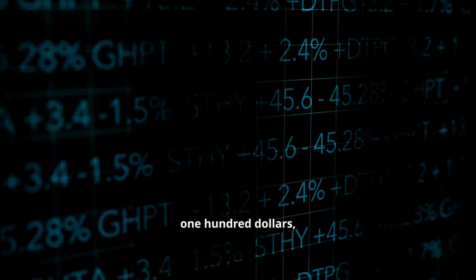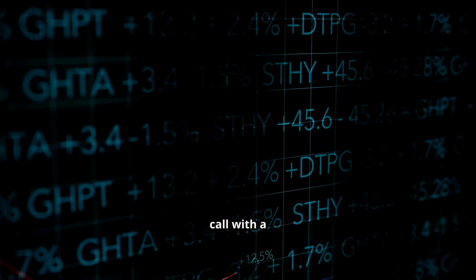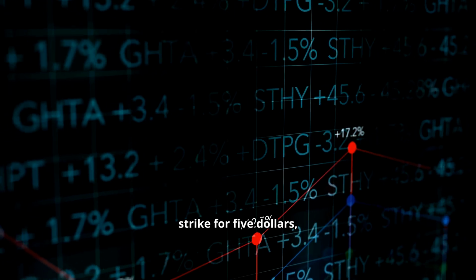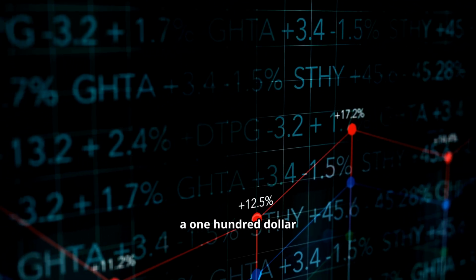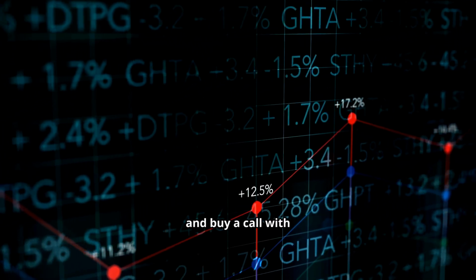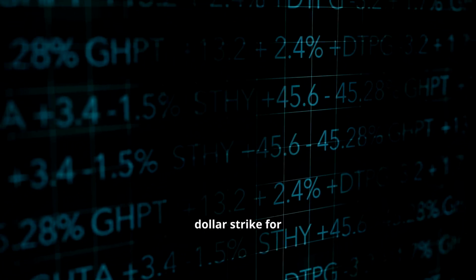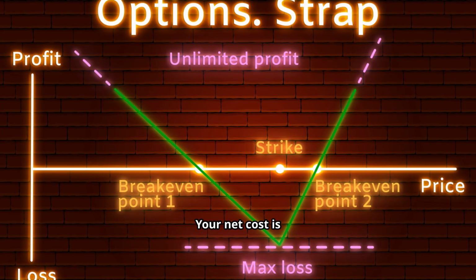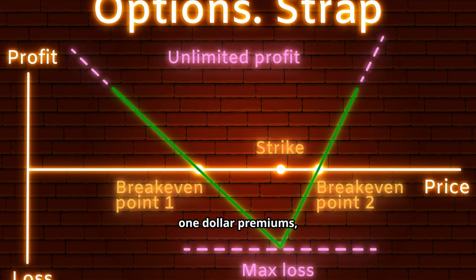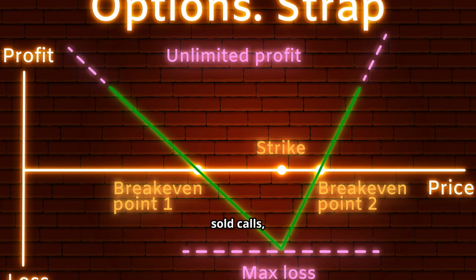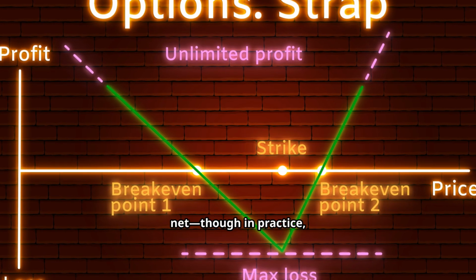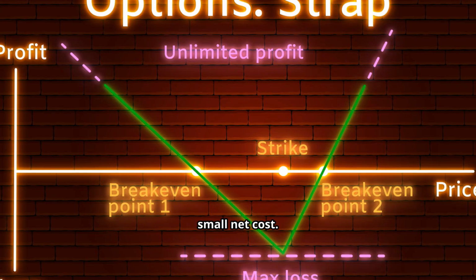For tech trend at $100, you might buy a call with a $95 strike for $5, sell 2 calls with a $100 strike for $3 each, and buy a call with a $105 strike for $1. Your net cost is the $5 and $1 premiums, minus the $6 from the 2 sold calls, or $0 net, though in practice, there's usually a small net cost.